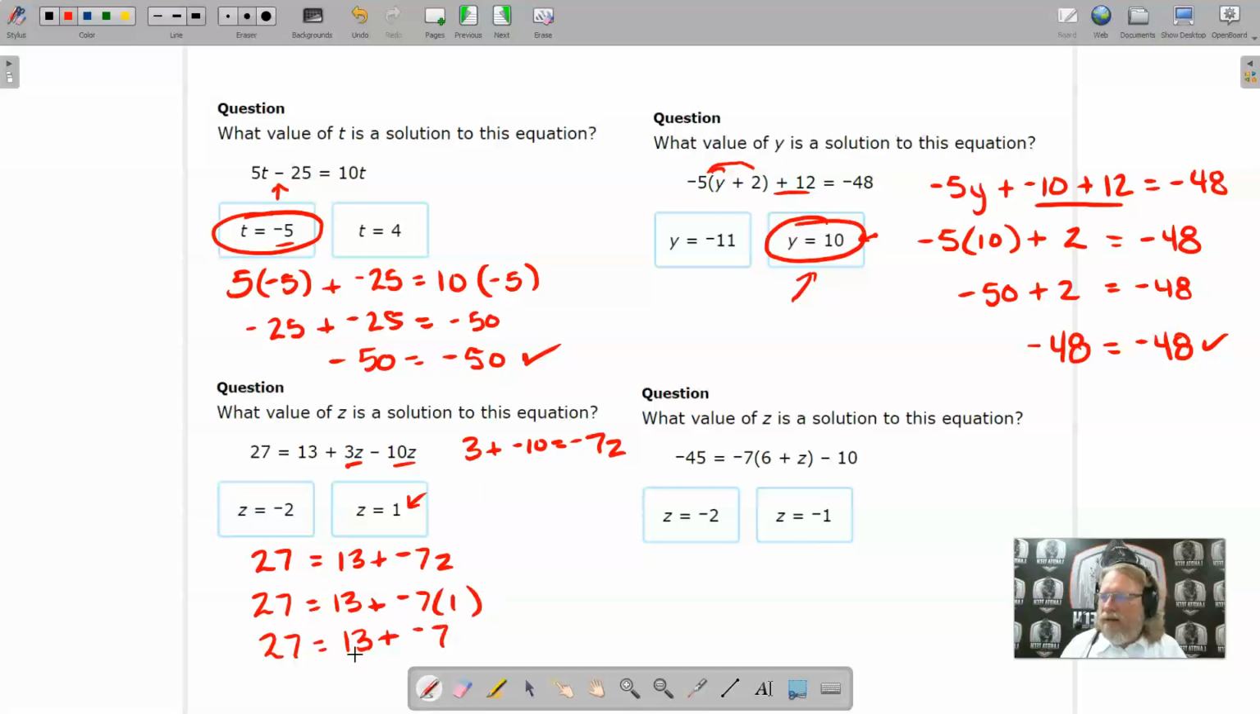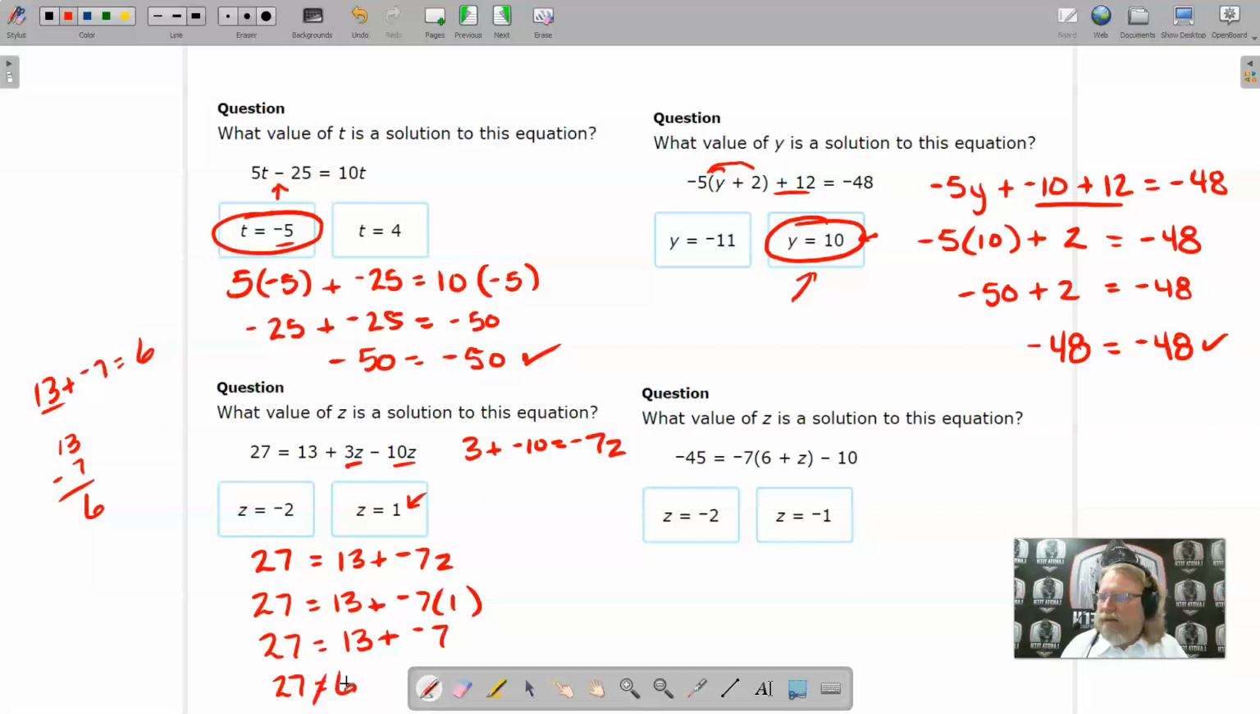And 13 plus negative 7, well, let's do that over here, 13 plus negative 7. So we are adding a positive and a negative number, so we're actually going to subtract. We're going to do 13 minus 7, and that's going to give us, I believe, 6, right? And the 13 has a greater absolute value, and it's positive, so our answer is going to be positive. So we're going to end up with 27 equals 6.